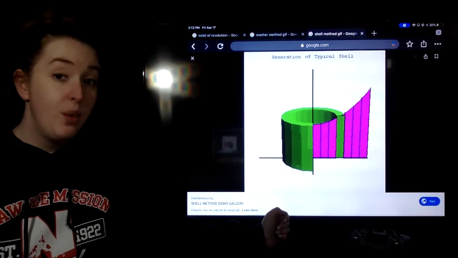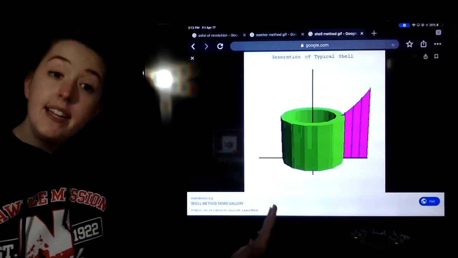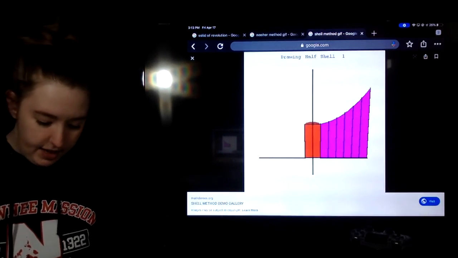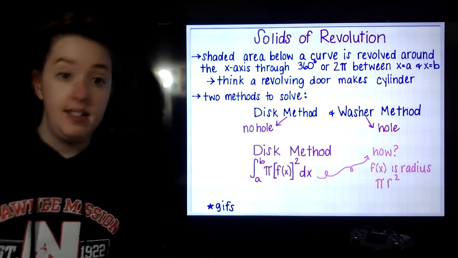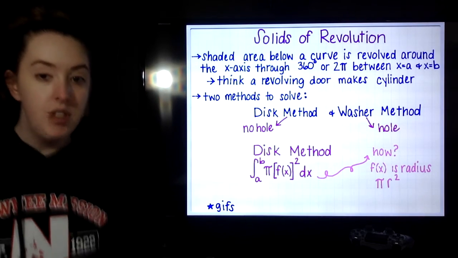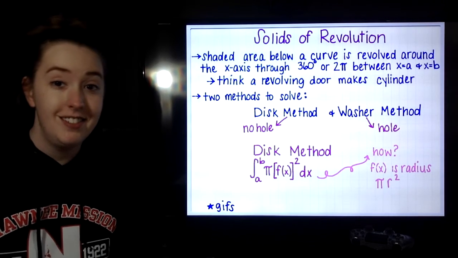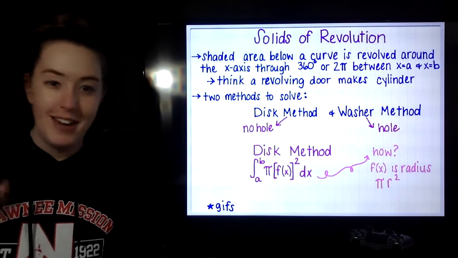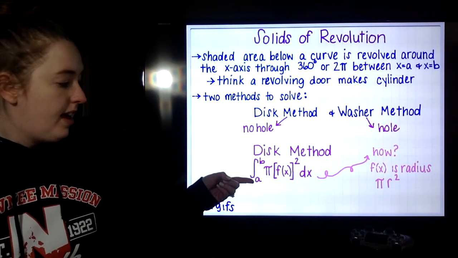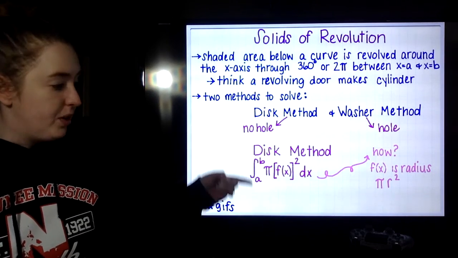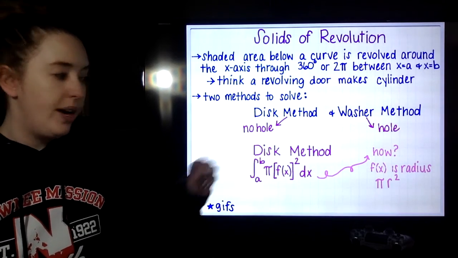So it looks a lot like the washer method, just it's spun around the y-axis. So, like I said, we're only going to look at the disk method for IB SL 2. So, how do we find the volume of a solid that is revolved around an axis using the disk method? From x equals a to x equals b, that integral, I want pi times the function squared.